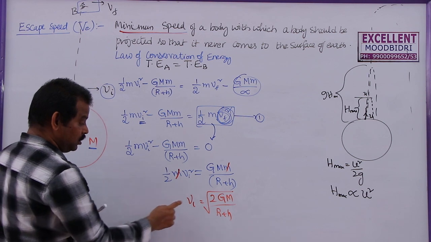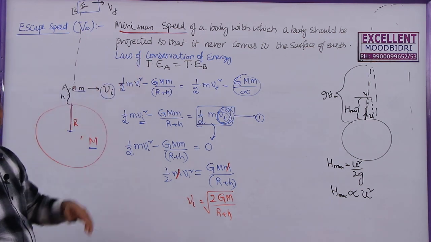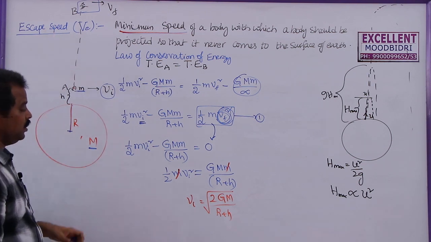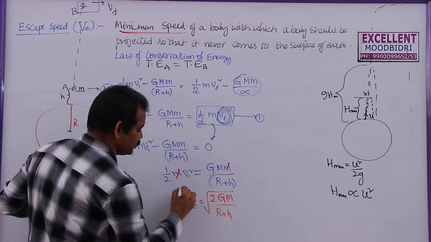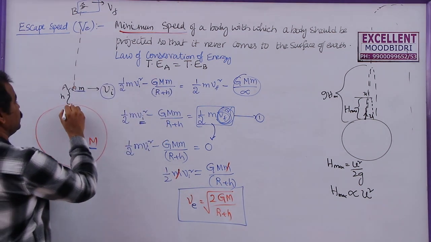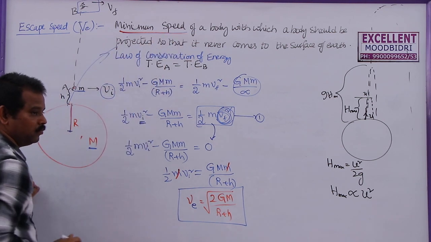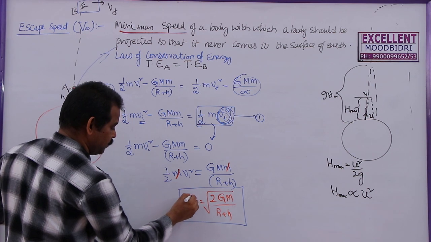This minimum velocity, or the speed with which the body has to be projected upwards, is called escape speed. In some cases it can be known as escape velocity, but we have to call it escape speed only. Why? Because the body cannot move exactly in a straight line. Sometimes if you throw it, it may move along a curved path also. So this is the escape speed of the body here.